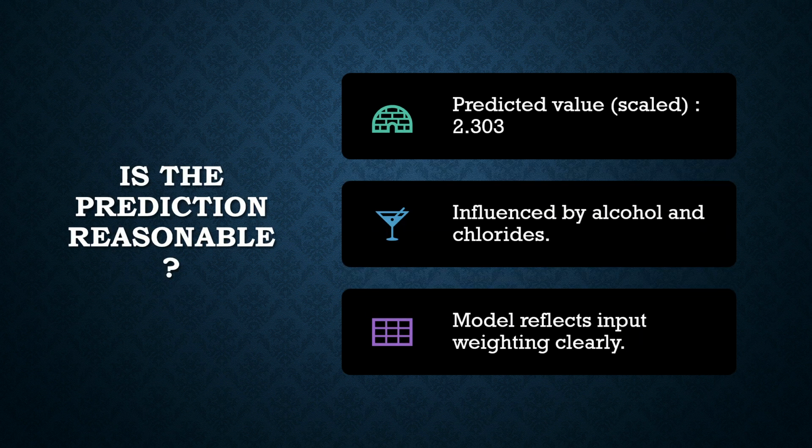And on the next slide, is the prediction reasonable? The WAM model gave a scaled prediction of 2.303. The score may seem low on the normalized scale, but it makes sense given the higher weight on chlorides and the moderate alcohol in the input.